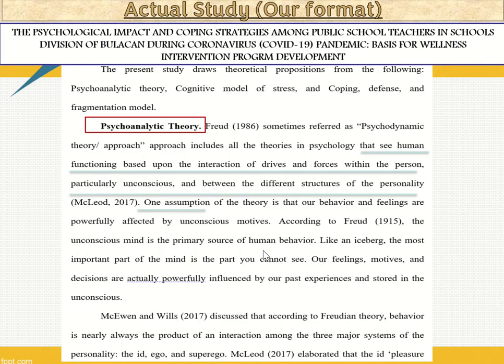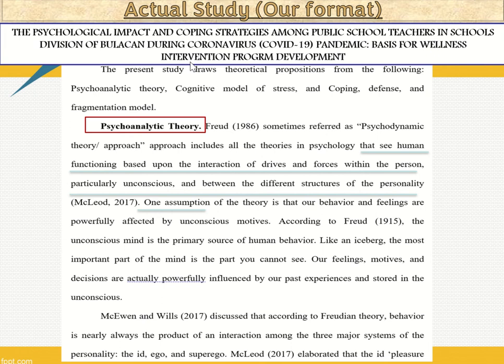Okay, so this one is another actual study. This is another way, another format that we can use. So this one, the title of the study is the psychological impact and coping strategies among public school teachers in schools division of Bulacan during coronavirus or COVID-19 pandemic, basis for wellness intervention program development. So, these are what you can put as the opening statement for the theoretical framework.